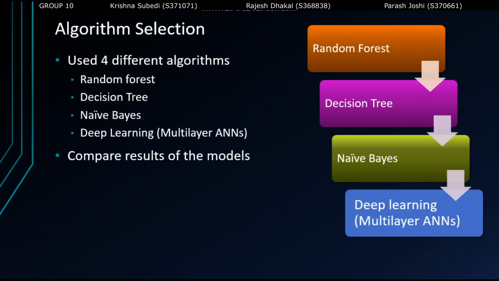Hi, it's me Rajesh Dhakal, and for this project we have used four different types of algorithms, which are the random forest method, decision tree method, naive Bayes method, and deep learning methods. And in this chapter we will compare the results of the models.